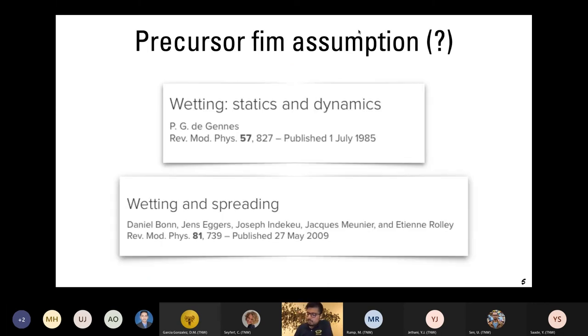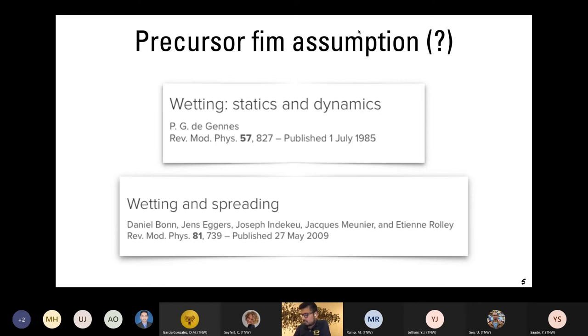Now I come to the main assumption that I will be taking throughout this talk, and on which I have based the three-phase model that I will talk about, and that's the precursor film assumption. What I am going to talk about in the next few slides is present in two very nice review papers, the first by de Gennes and the second one by Bonn et al.